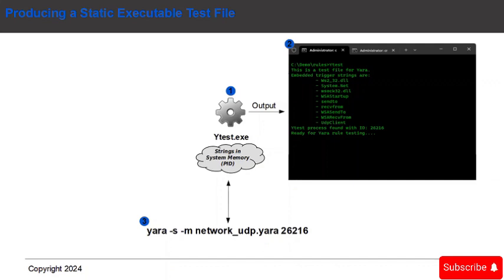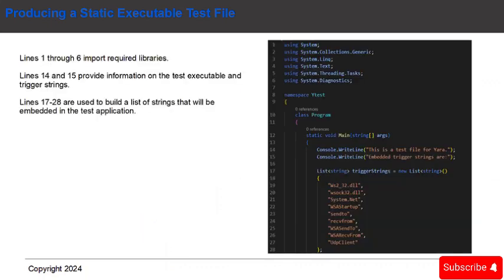You can see as we run this particular executable file, it's got a series of embedded strings, all of them related to the WinSock libraries. We've got it running with a process ID of 26216, and it's ready for rule testing. That's when we execute our YARA rule network_udp.yara and point it at the process ID. At that point, you will be able to detect whether any of these strings are embedded inside the executable that is running with that particular process ID. The way in which we construct this is using a C# executable.